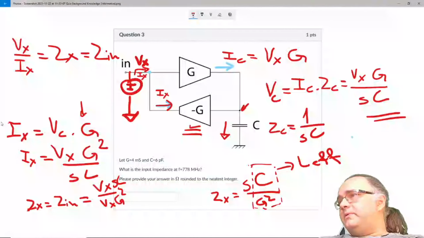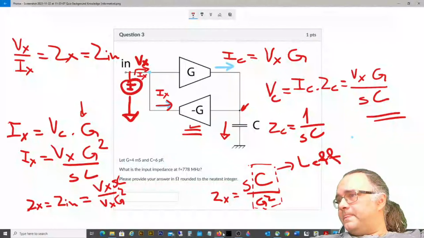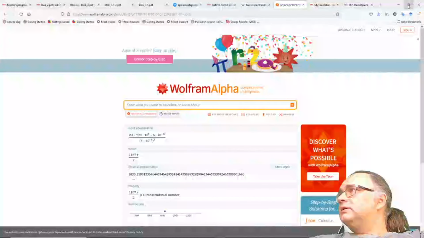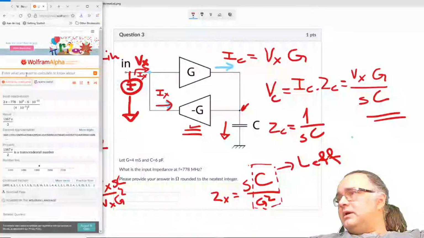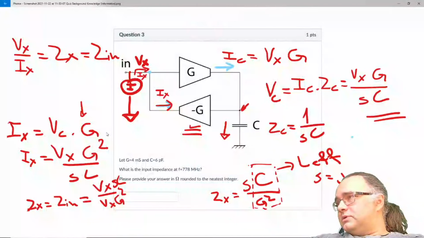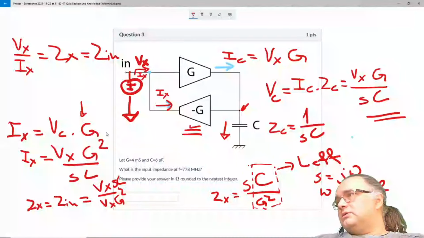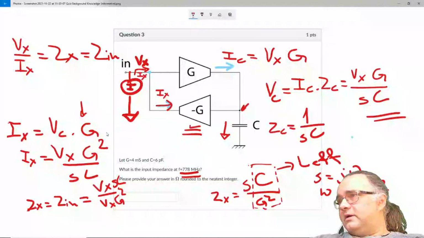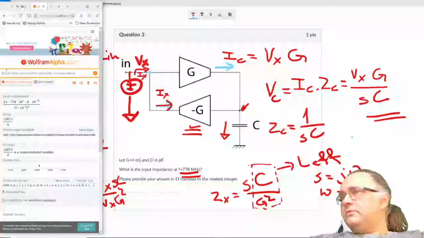Now we can calculate what will be the value of Z, the input impedance, with these parameters and at this frequency. So let's see. We can go here. S for tonal signals is substituted with j omega, and omega is of course 2 pi f. So to calculate for the frequency which is given here, 778 megahertz, we have to substitute with 2 pi. Let's see what we'll have.